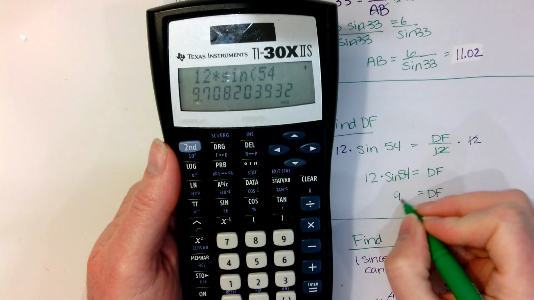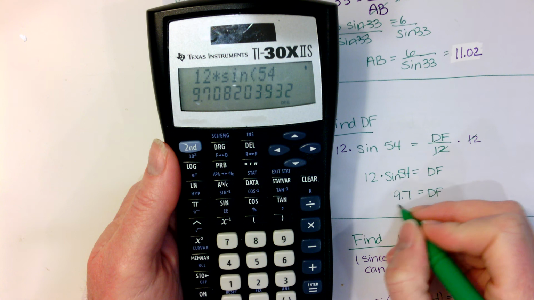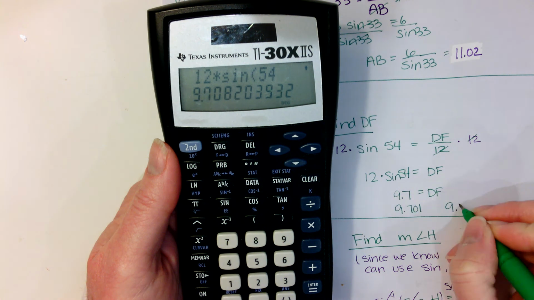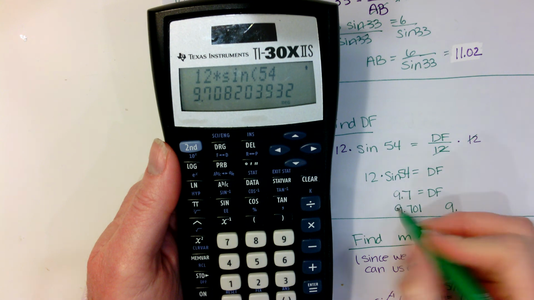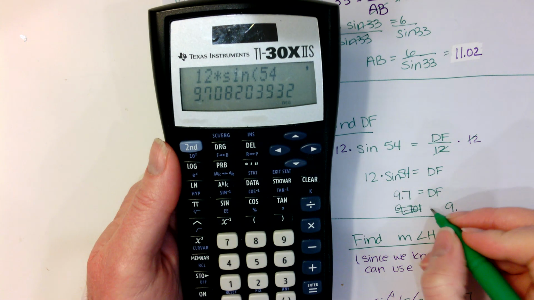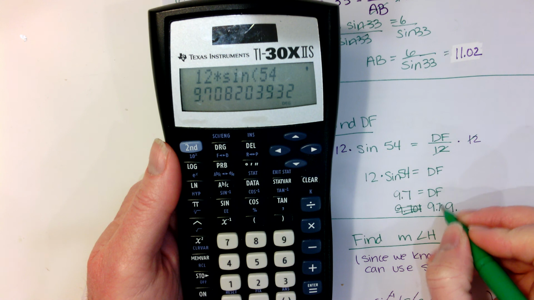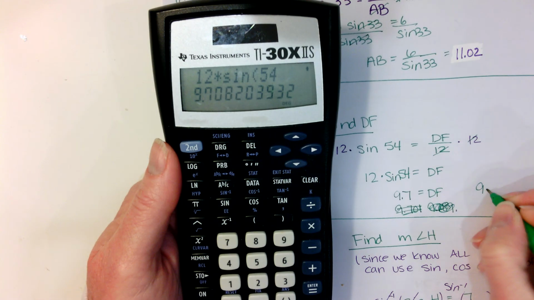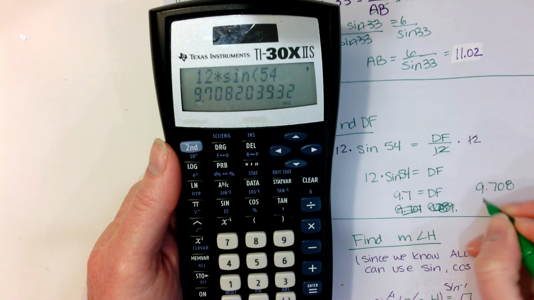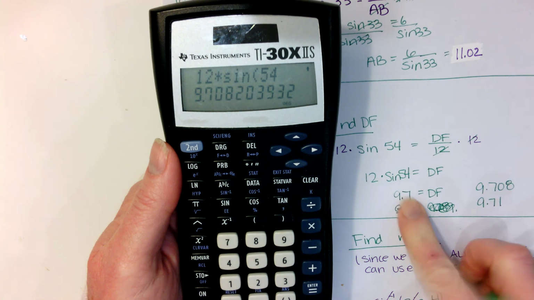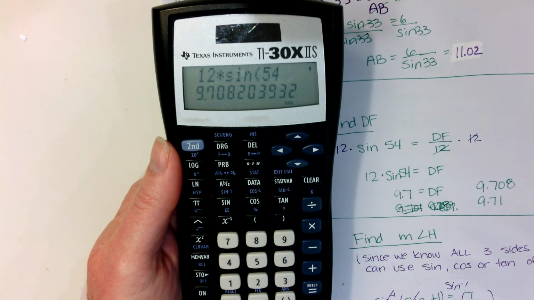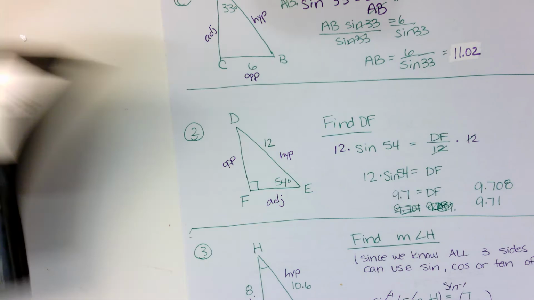This answer could be written as 9.701. You could also write 9.708, if you want to write the whole thing. Or you could round that to 9.71. Any of these three answers are great for me. I'm not going to grade you on your rounding. Don't write it as 10. Don't round to a whole number like that, because that's not correct.